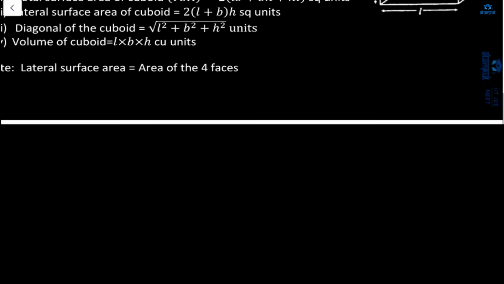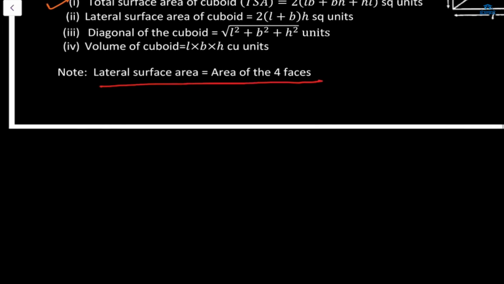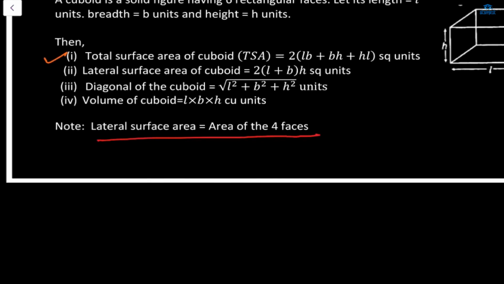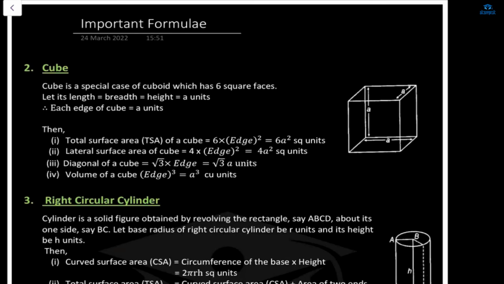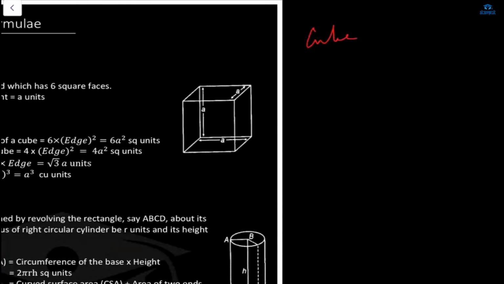Now similarly, I have also mentioned that lateral surface area is the area of four faces. Now everything is the same for the cube. The only difference is that in a cube all the faces are equal, and length and breadth are also equal. It is the 3D form of a square. So length, breadth, height, everything is equal to A, or X, whatever. I'm taking A, it can be anything.